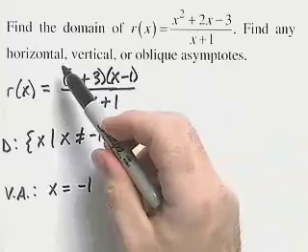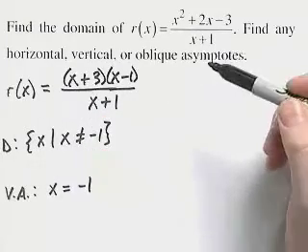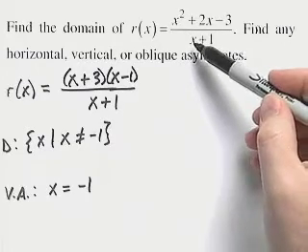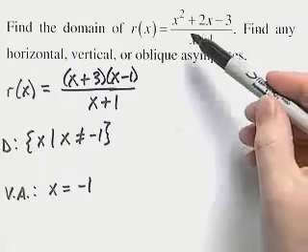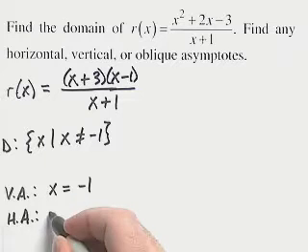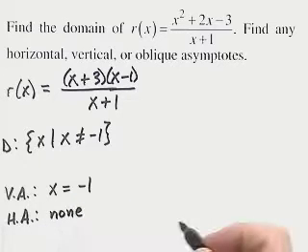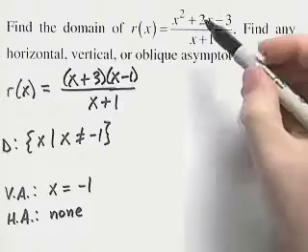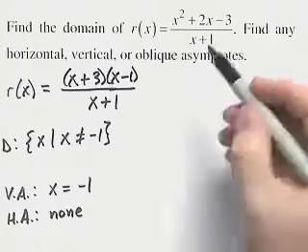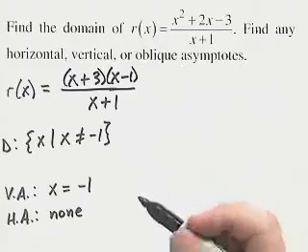For horizontal asymptotes, we want to look at the degree of the numerator and denominator. The degree of the numerator is 2. The degree of the denominator is 1. Since the degree of the numerator is larger than the degree of the denominator, we will have no horizontal asymptotes. We do, however, notice that the degree of the numerator is exactly 1 more than the degree of the denominator. So that does mean we will have an oblique asymptote.